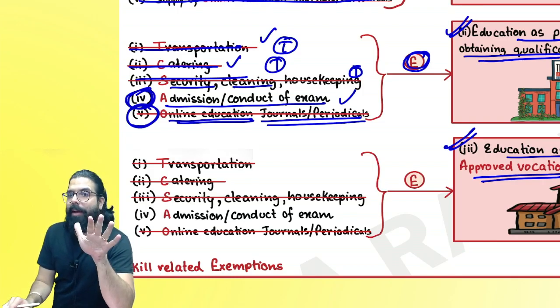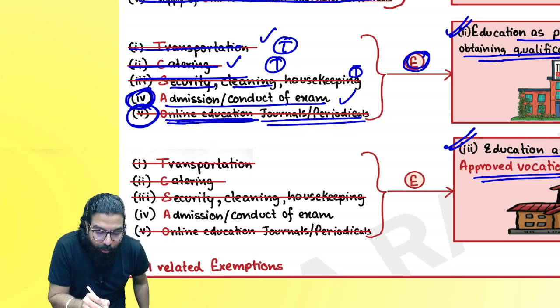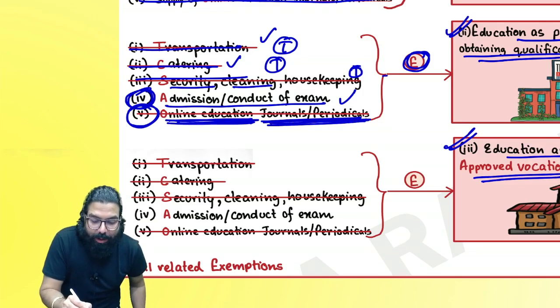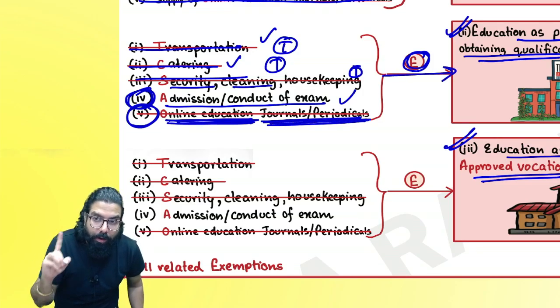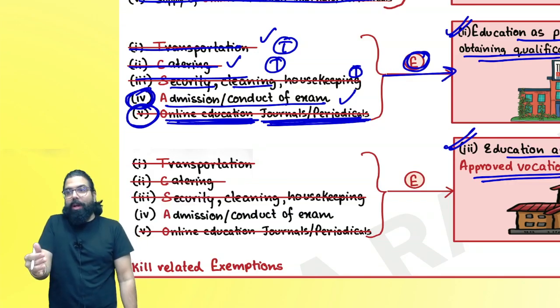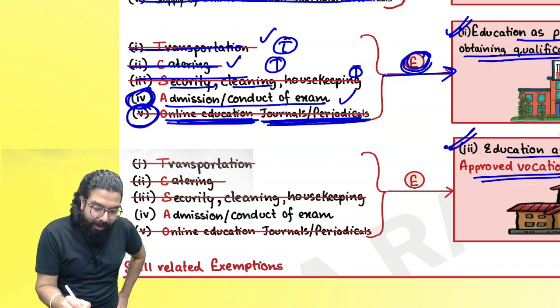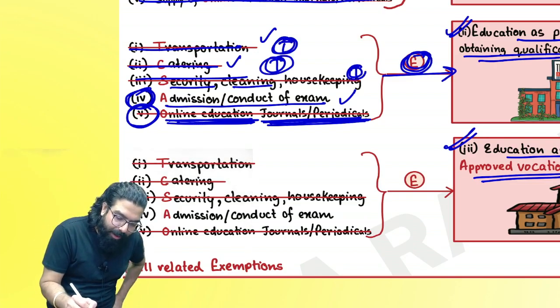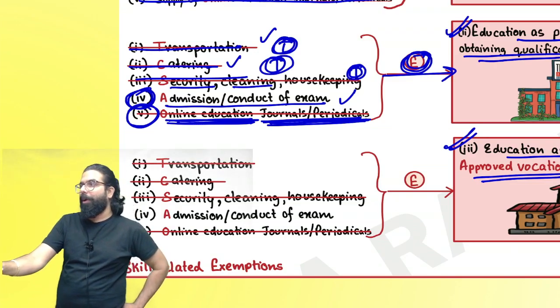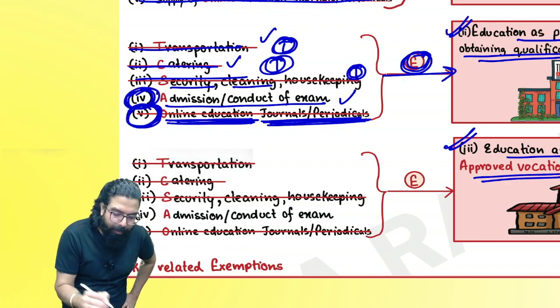Service. GST will be exempted. Everyone, online educational journal or periodicals, when they are supplied to whom? Colleges, which is after 12th basically, all degree colleges, then they will always be exempt. Remember, only the first three will be taxable. I hope I am clear with this point. Only the last two services will be exempt.